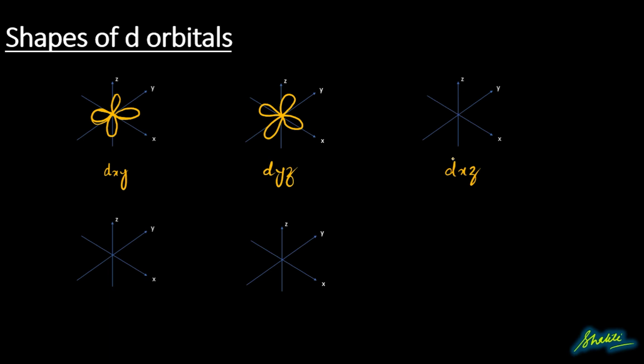So the third one is dxz, and here the first lobe is between x and z. This is the x, this is the z. So the first lobe is between x and z, and the second lobe lies on the y-axis.